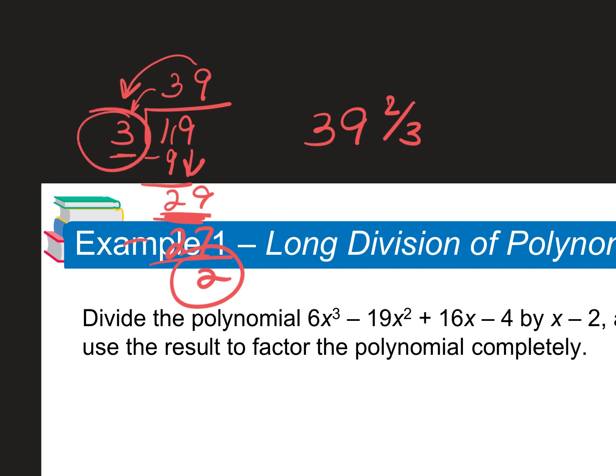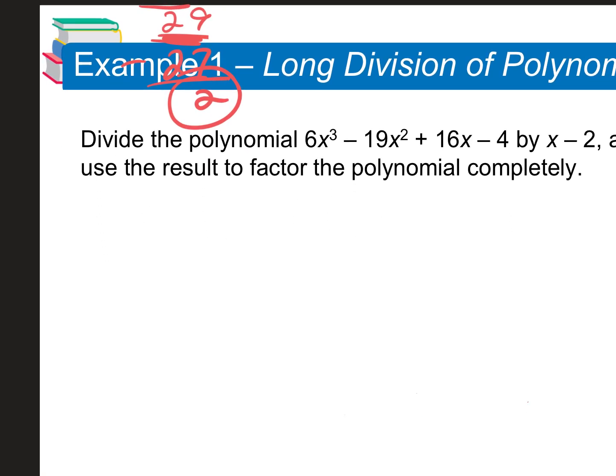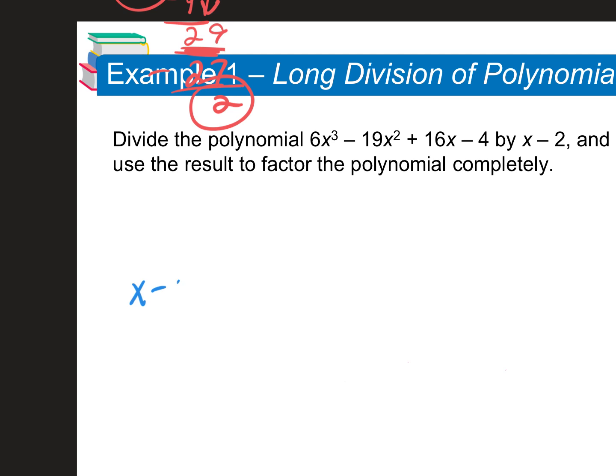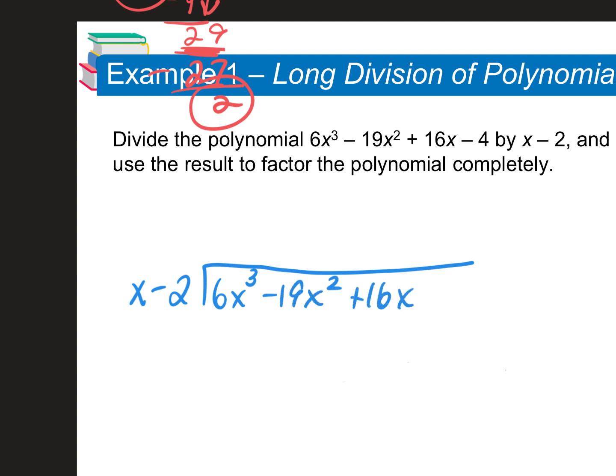We are going to do the exact same thing now. It's just with polynomials. Now, I'm sure you guys have seen this before. I may do it a little differently than you were taught, but that's okay. This says 6x cubed minus 19x squared plus 16x minus 4 divided by x minus 2. So what goes outside? X minus 2. So we're going to put that on the outside. And on the inside is our big old polynomial. So 6x cubed minus 19x squared plus 16x minus 4.